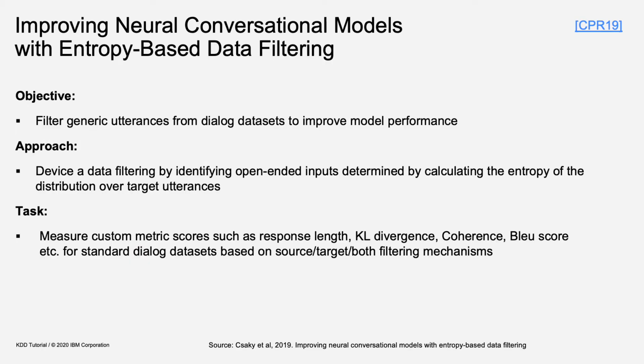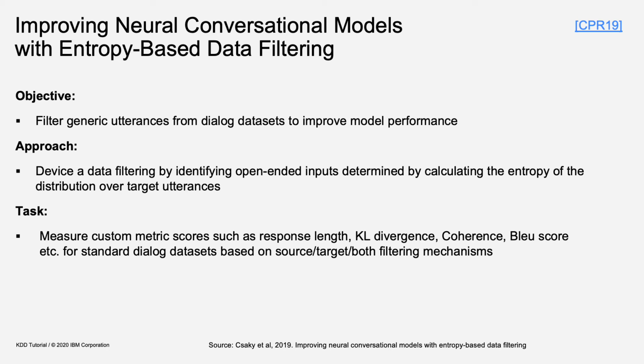The next paper is titled Improving Neural Conversational Models with Entropy-Based Data Filtering by Zaki et al. The objective here is to filter generic utterances from dialogue datasets to improve the model performance. The authors devise a data filtering approach by identifying open-ended inputs, which are determined by calculating the entropy of the distribution over the target utterances.